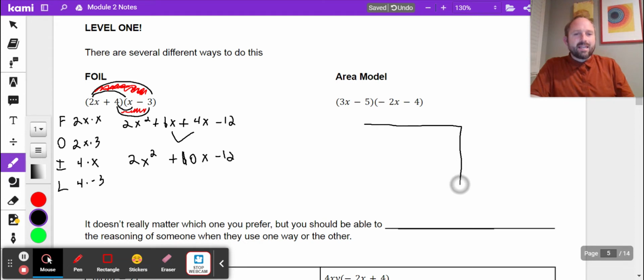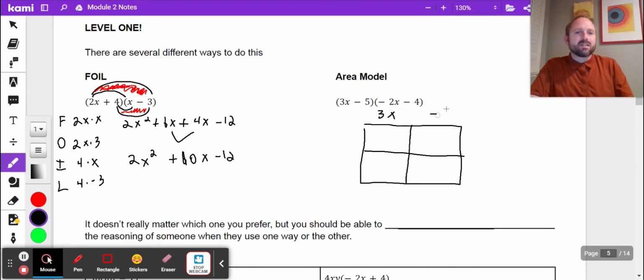Basically, we just take everything and we give it its own little box. Some people like to call it the Punnett square. Some people like to call it the multiplication grid. I like to call it the area model. And so we just multiply and then add it.